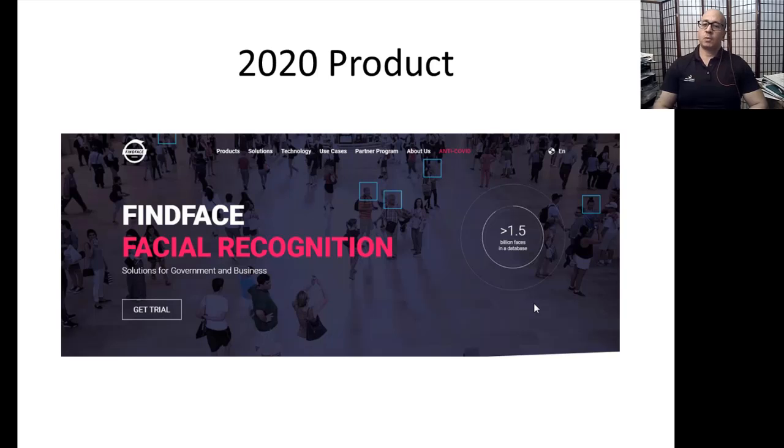So, does anyone see where there might be a slight issue right now with this? Is it the actual product? Maybe. Is it the fact that there's a database with 1.5 billion faces? How did they get there? Is it that it's a solution for government and business? Well, that doesn't automatically make it bad, but can there be problems with this 2020 version?